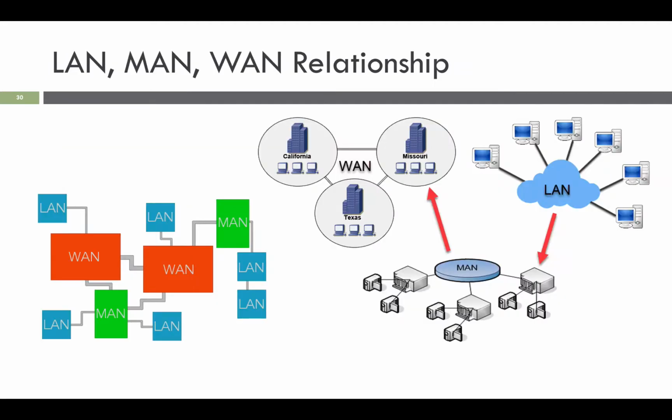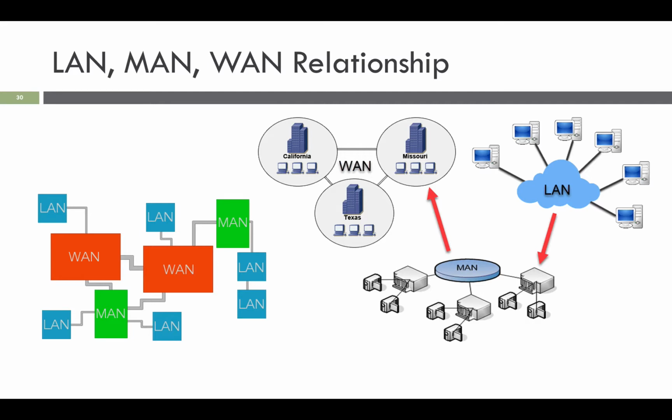How do these networks work together? Each network operates independently as a part of the larger system. In a local area network, a laptop or mobile device is a node on the network. A metropolitan area network connects LANs just like a LAN connects computers. Each LAN becomes a node of the larger system.